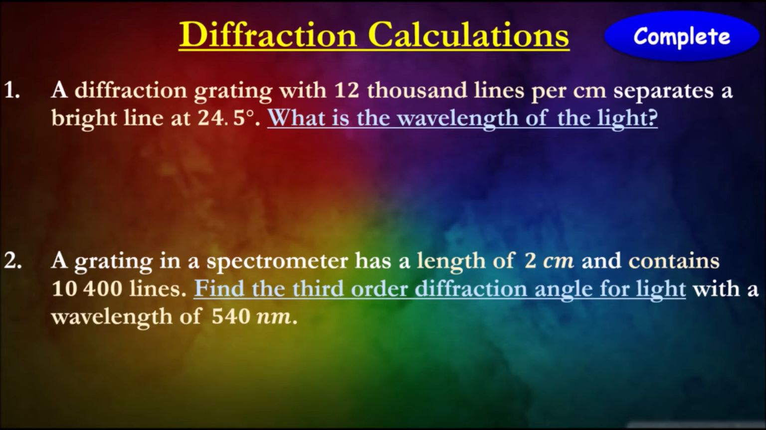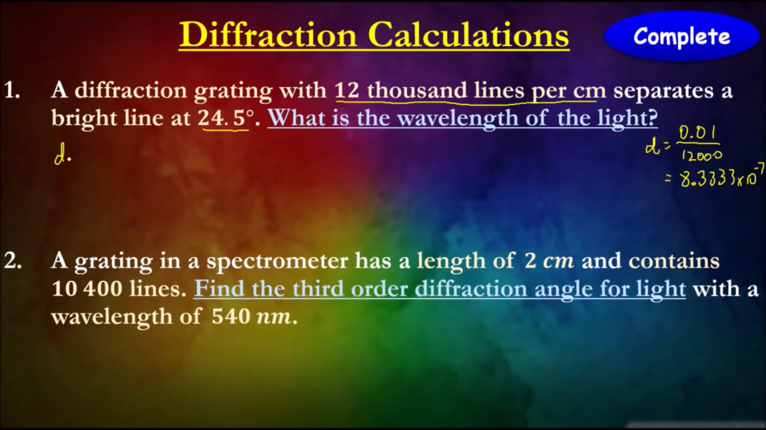Okay, a couple more calculation questions. We have a diffraction grating with 12,000 lines per centimeter. In that case, it's 0.01 over 12,000, which gives exactly 8.333 repeating times 10 to the power of -7. We have a separation of the bright bands of 24.5. We want to know what's the wavelength of the light.